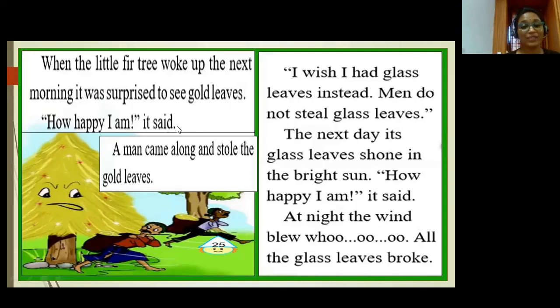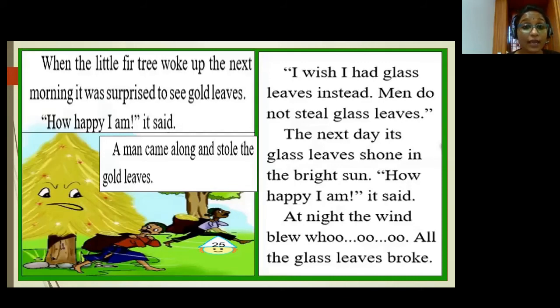When the little fir tree woke up the next morning, it was surprised to see gold leaves. How happy I am, it said. A man came along and stole the gold leaves. As granted by the magician, the second wish of the fir tree had come true. The next morning, all of its green leaves had turned to golden leaves, and the tree was very happy. But soon a man came along and stole the gold leaves.